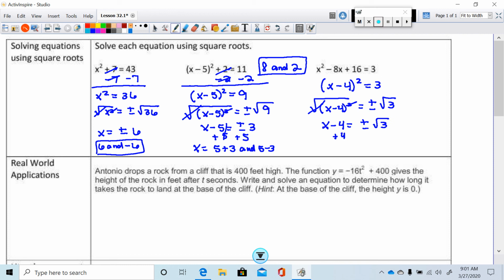I'm going to add 4 to both sides. So x equals, you can split this apart. You can say 4 plus the square root of 3 and 4 minus the square root of 3.